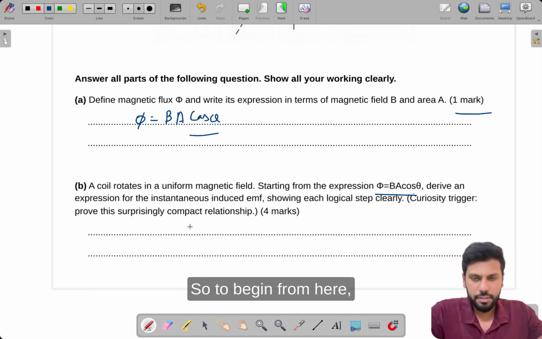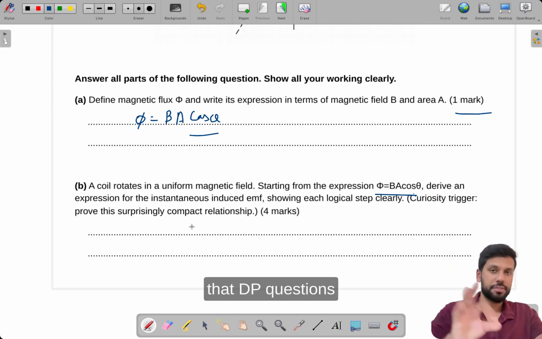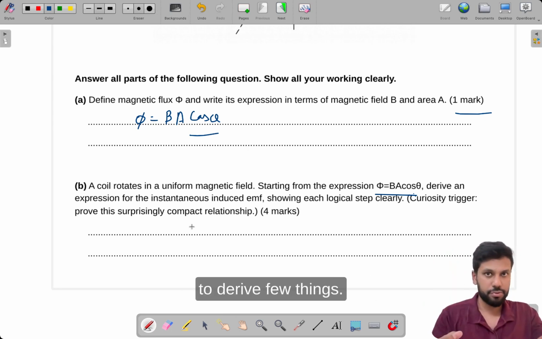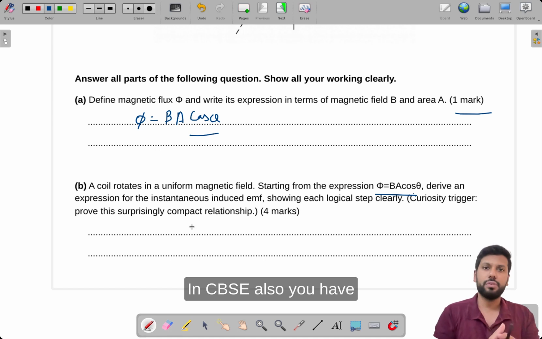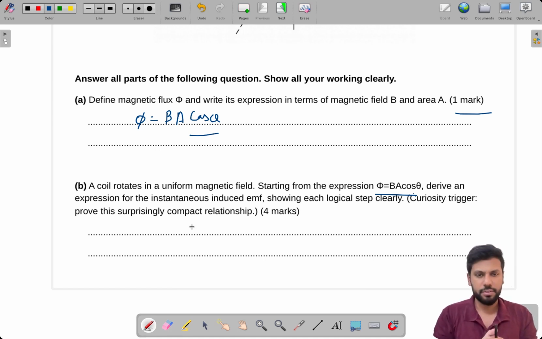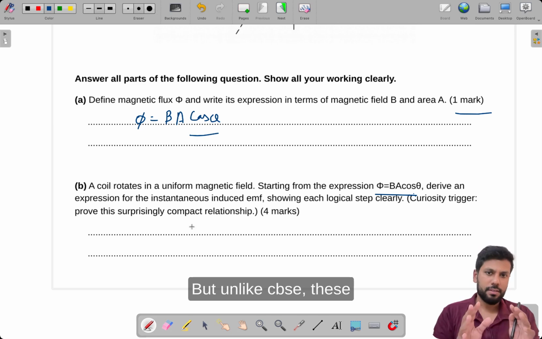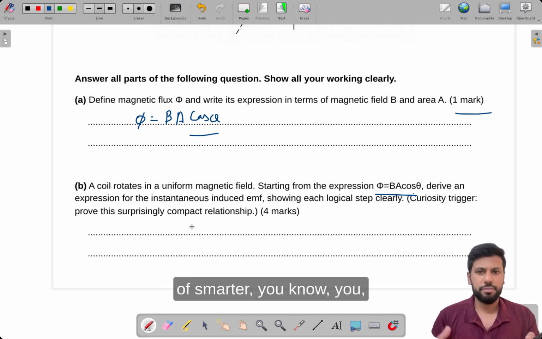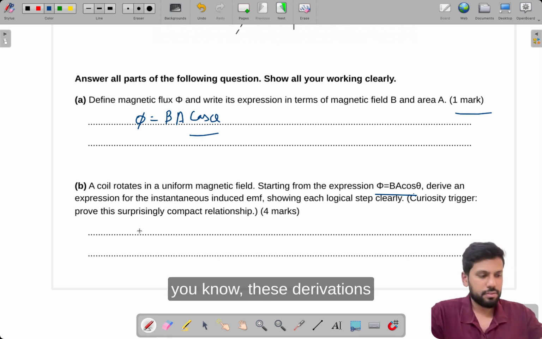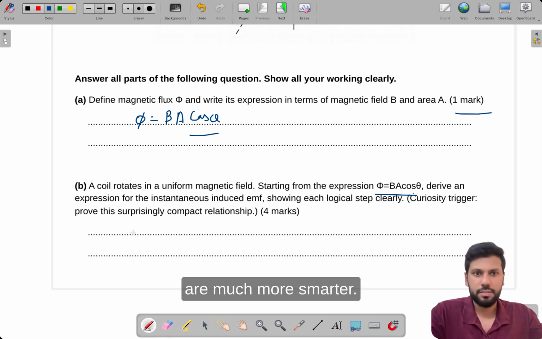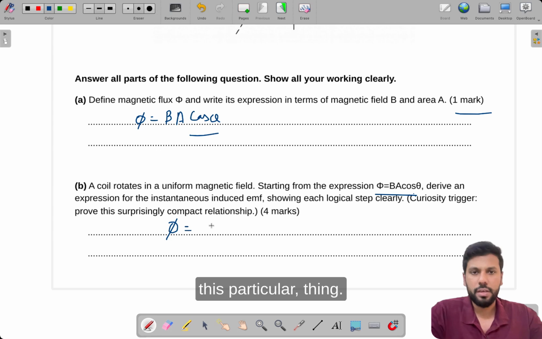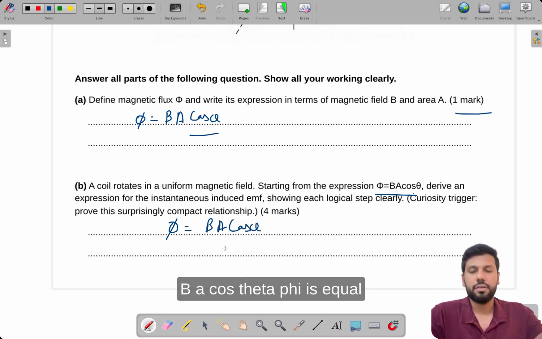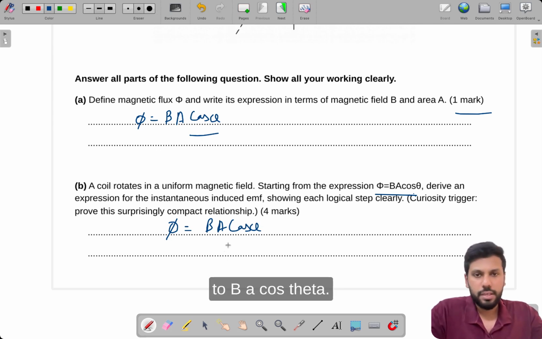To begin from here, you have to understand that in IBDP questions, you might have to derive a few things. Small derivations do come, just like CBSE. In CBSE also you have a lot of derivation based questions, but unlike CBSE, these derivations are much smarter. Now let's begin with this. Phi is equal to BA cos theta.